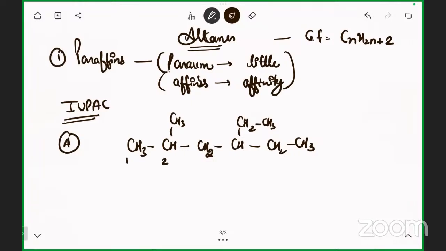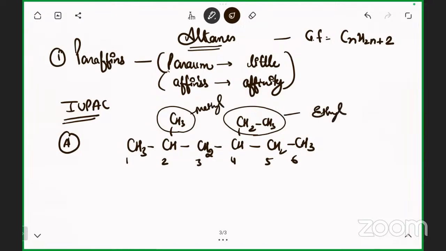So one, two, three, four, five, six. Yes, what's the name? On the fourth position, we have the ethyl group. On the second position, we have methyl. This is called methyl, this is called ethyl. On the basis of alphabetical order, speak up the name. 4-ethyl, 2-methyl hexane.